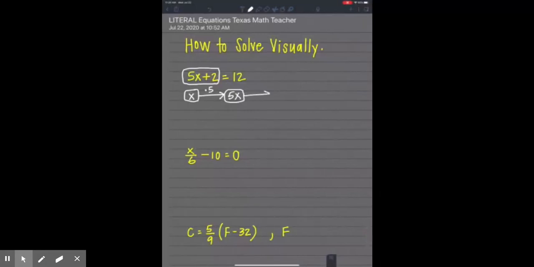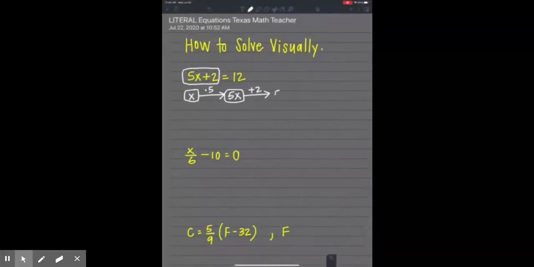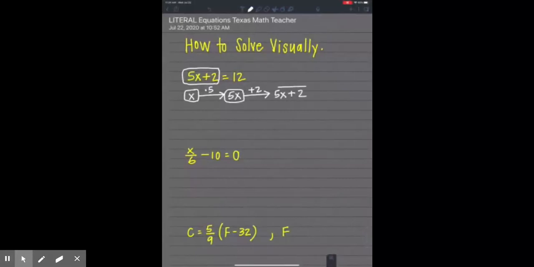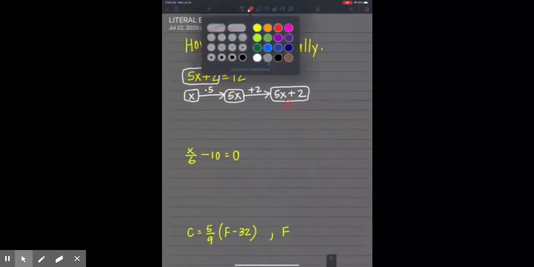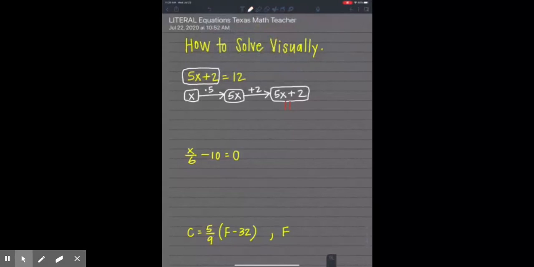The next thing that happens to 5x or x is I add 2. So I'm going to write that down, add 2. So now it should look exactly like it looks in the equation. We basically built that side of the equation. Okay, and now we are going to wrap this thing around, equals. Okay, and we're going to say 5x plus 2 equals 12. And I'm going to put 12 right here.